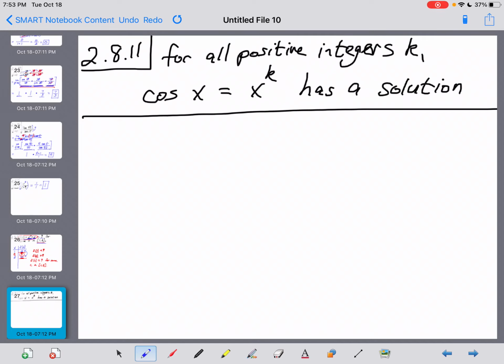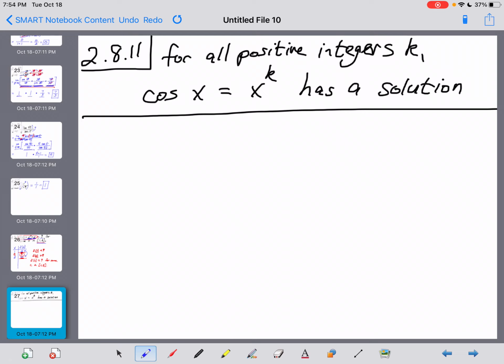Okay, 2.8 problem 11 is a tricky one here. We're supposed to use the intermediate value theorem to prove that for all positive integers k, the equation cosine of x is equal to x to the k has a solution. Okay, so that's what we're going for right here.